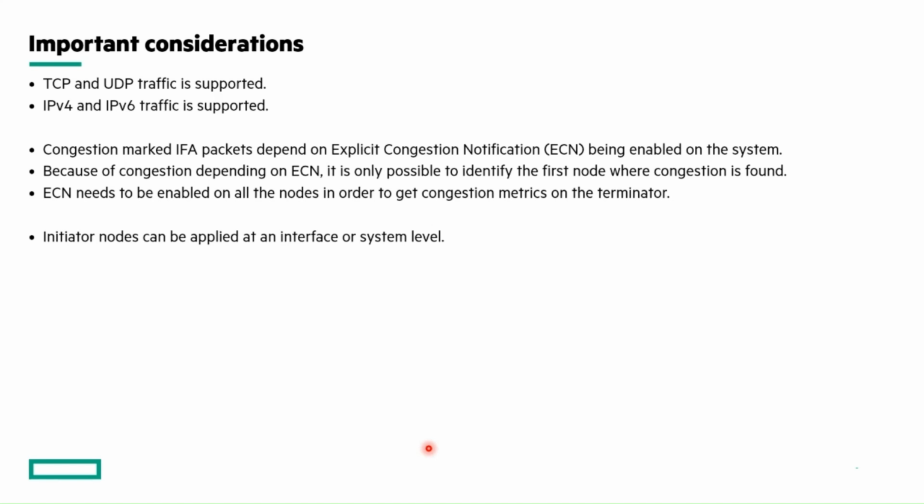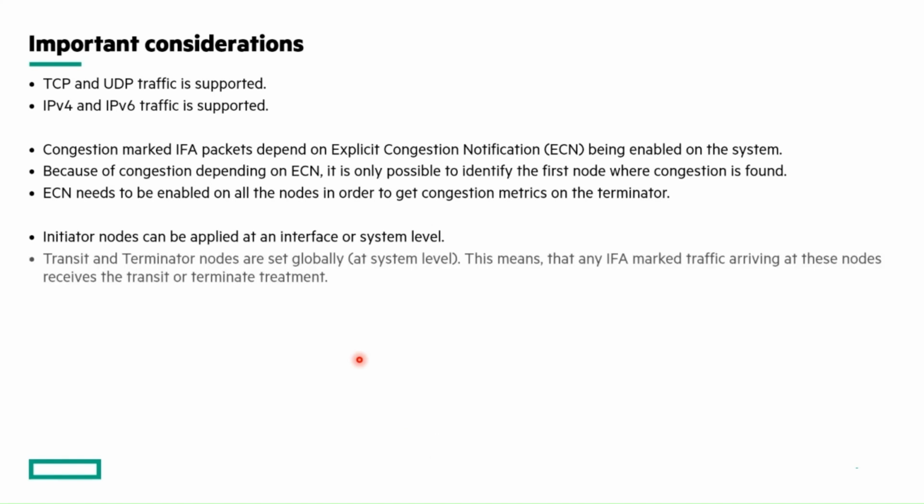But even if you have ECN configured on one switch and not the other, if that particular switch faces the congestion, that will be updated to your terminator. So the initiator nodes can be applied at interface or the system level, whereas transit and terminator nodes are set globally, which is only at system level.